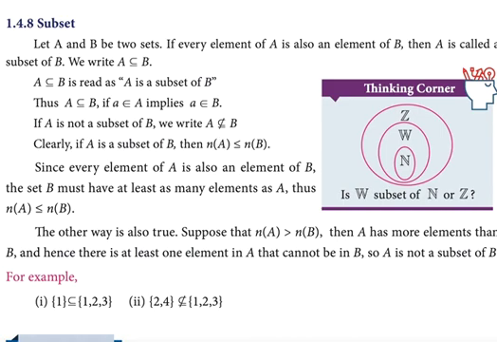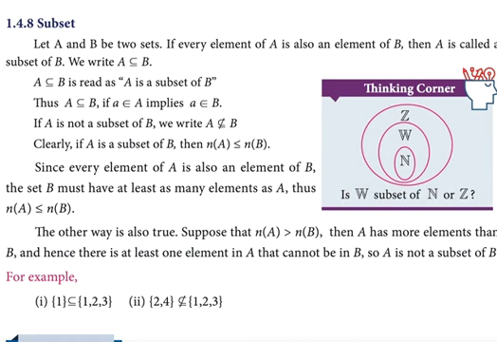Clearly, if A is a subset of B, then n(A) is less than or equal to n(B). Since every element of A is also an element of B, the set B must have at least as many elements as A. The other way is also true. Suppose n(A) is greater than n(B), then A has more elements than B, and hence there is at least one element in A that cannot be in B. So A is not a subset of B.